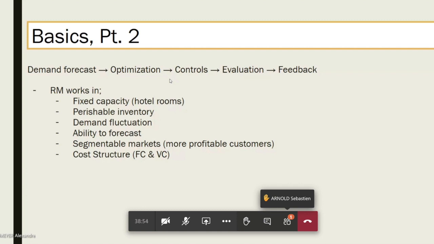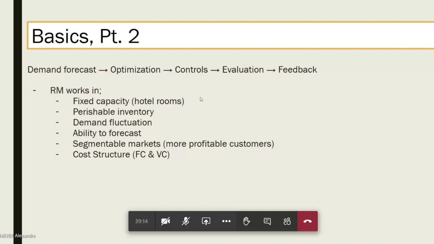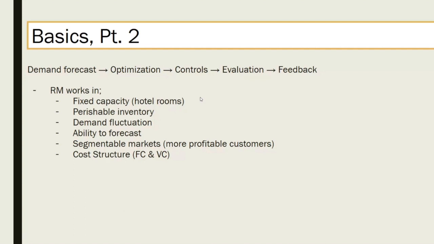Certain things that are required in revenue management is that you have a fixed capacity. So, of course, in the short run, especially in a hotel, if you have 150 bookings and you only have 100 rooms, you cannot just produce 50 rooms from one day to the next, right? You have a perishable inventory, as we've already established just before. The demand fluctuates, so obviously, with seasonalities and things like that, demand is not always necessarily going to be constant. You need to have the ability to forecast.